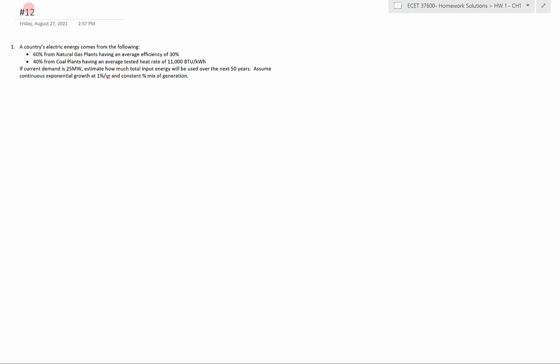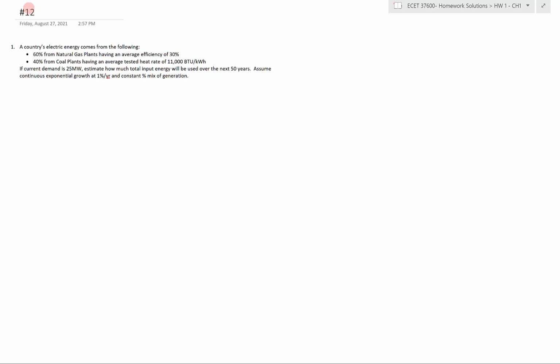Country's energy comes from the following sources. 60% of it comes from a natural gas plant with an average efficiency of 30%, and 40% of the electric energy comes from coal plants having an average tested heat rate of 11,000 BTU per kilowatt hour. If the current demand is 25 megawatts, estimate how much total input energy will be used over the next 50 years. Assume a continuous exponential growth model at 1% per year and a constant percent mix of generation.